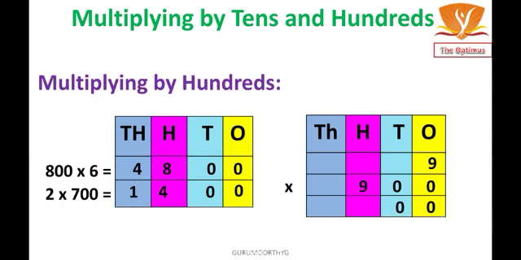9 hundreds into 9 ones equal to 81 hundreds. This 81 hundreds, I am going to write in thousands and hundreds place. 81 hundreds is nothing but 8100. There are a few more examples for you.